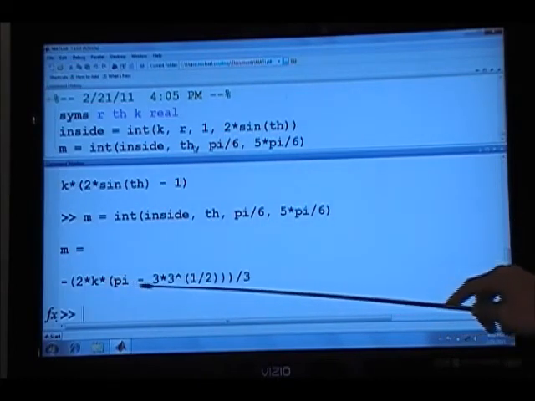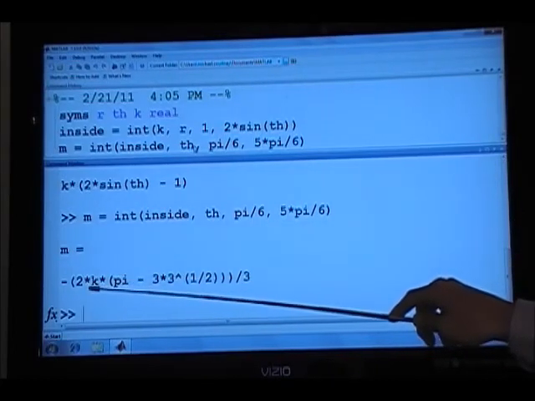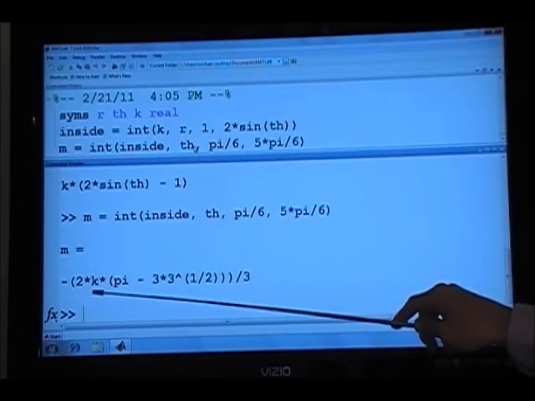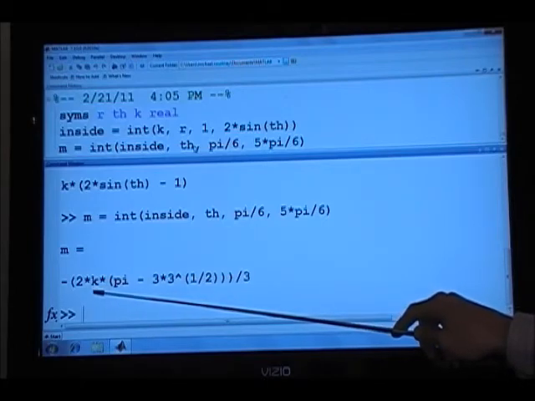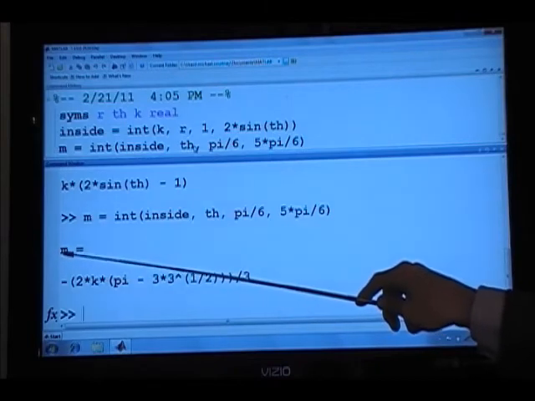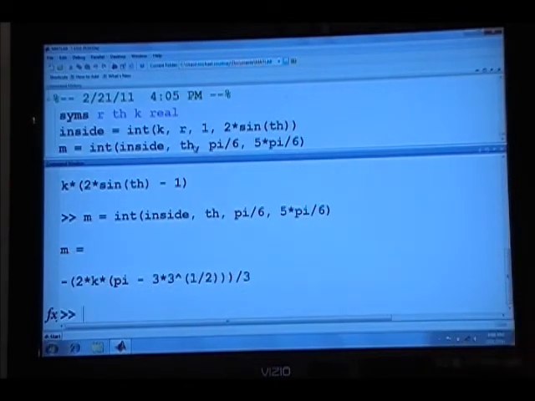It depends on pi, it has a square root in it, and it's proportional to k, because k was our constant of proportionality. Now the constant k, because it's in the density, is also going to show up in our other integrals, but since the coordinates of the center of mass end up being divided by the mass, the constant k is going to get divided out.